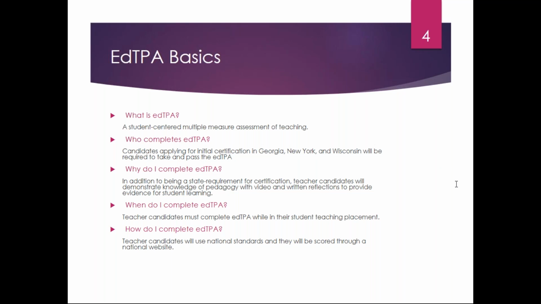Another question, how long does it take to get the scores? It takes about a month to get the scores. They do have submission windows where they tell you, for example, anyone who submits their EdTPA Pearson e-portfolio between June 1st and June 15th will receive their score by July 15th, for example.